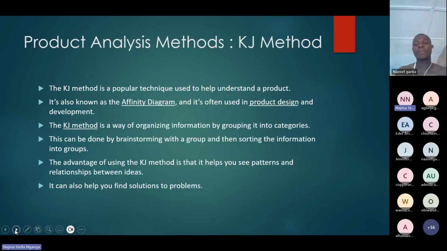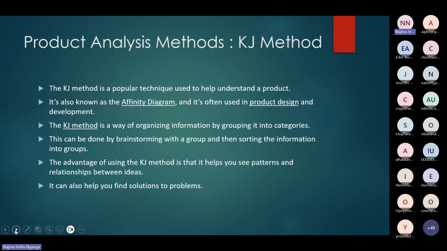Okay. So now let's go to the KJ method. The KJ method is a popular technique used to help understand a product. It's also known as the affinity diagram. It is often used in product design and development. The KJ method is a way of organizing information by grouping it into categories. This can be done by brainstorming with a group and then sorting the information into groups. The advantage of using the KJ method is that it helps you see patterns and relationships between ideas. It can also help you find solutions to problems.